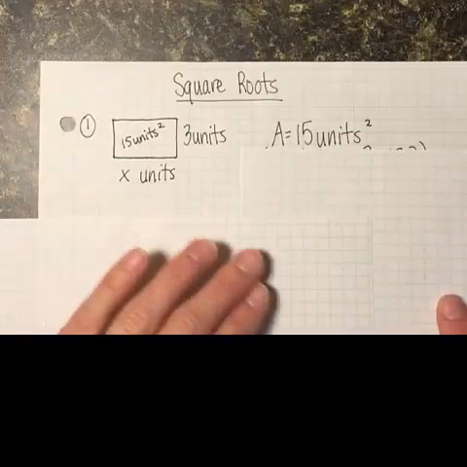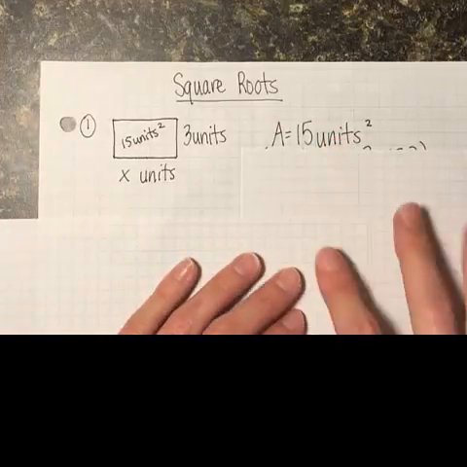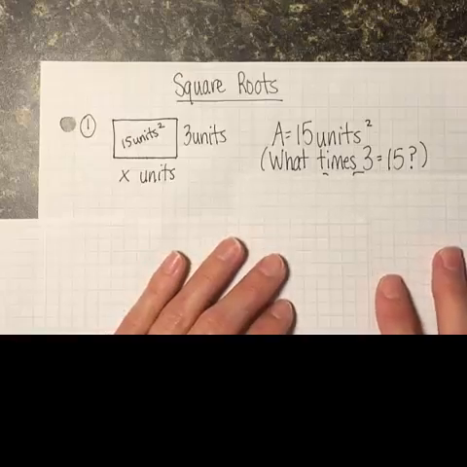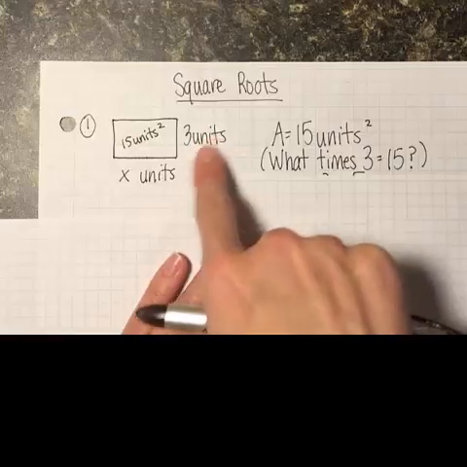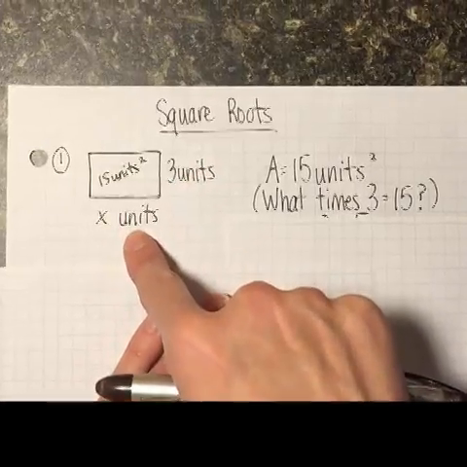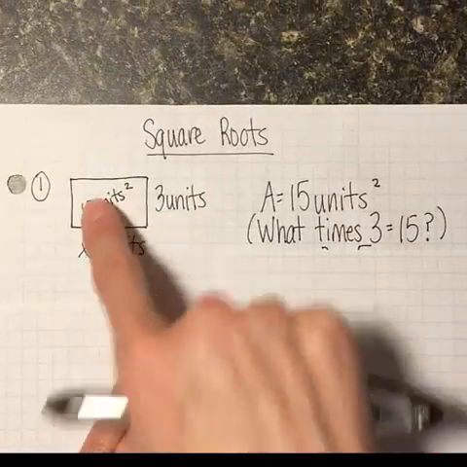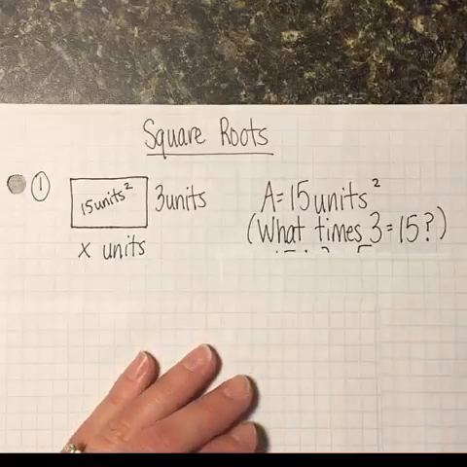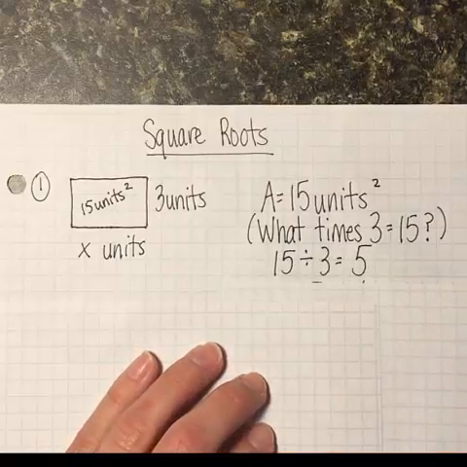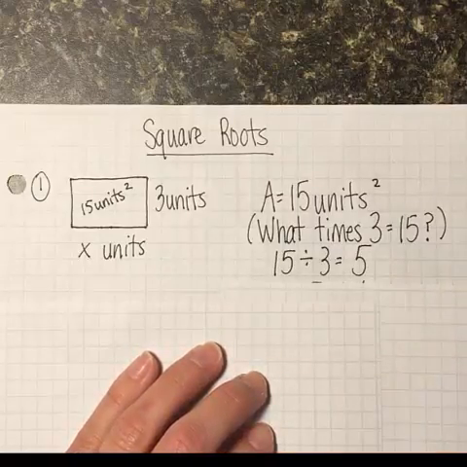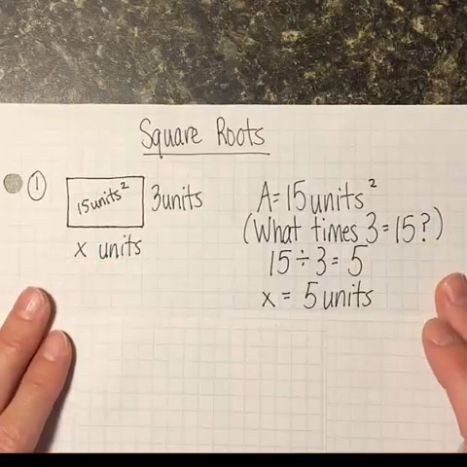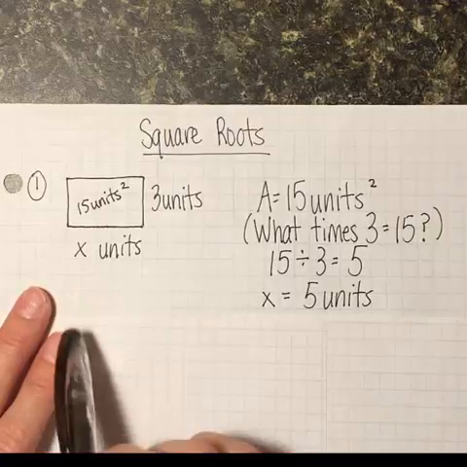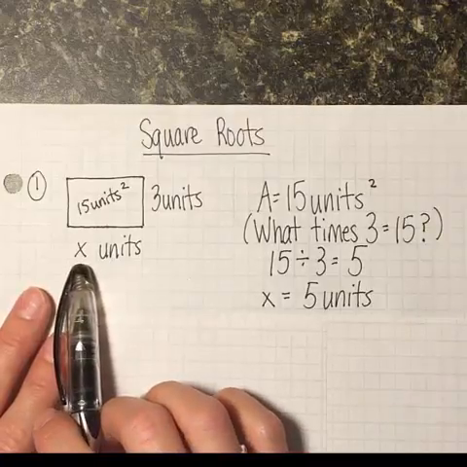So we know that the area is 15 square units. And we need to figure out what times 3 would equal 15, because we know area is length times width. So this x units, whatever they are, times 3 has to equal 15. Another way to think of that is as a division problem. 15 divided by 3 equals what? Well, it equals 5. So in this case, our missing value, our x, is 5 units.